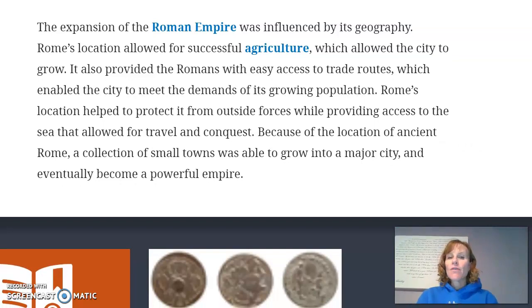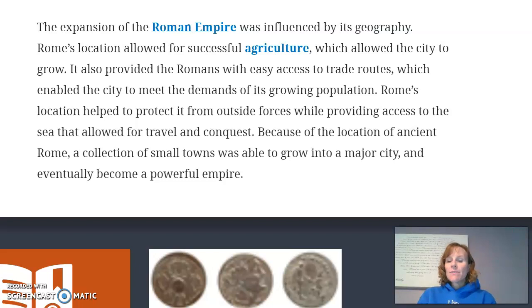The expansion of the Roman Empire was influenced by its geography. Rome's location allowed for successful agriculture, which allowed the city to grow. It also provided the Romans with easy access to trade routes, which enabled the city to meet the demands of its growing population. Rome's location helped to protect it from outside forces while providing access to the sea that allowed for travel and conquest. Because of the location of ancient Rome, a collection of small towns was able to grow into a major city and eventually become a powerful empire.